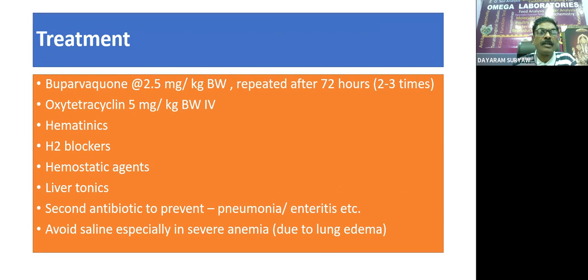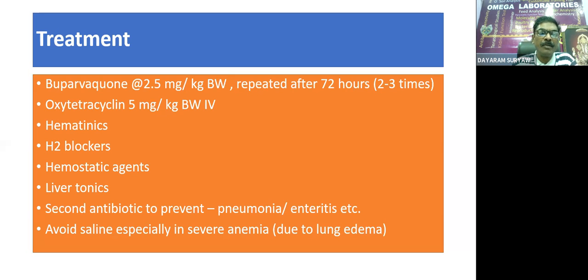Then treatment. Basically, buparvaquone is the drug of choice for Theileria at the rate of 2.5 milligram per kg body weight, and should be repeated after 72 hours. If necessary, sometimes we have to give 2 or 3 doses of buparvaquone to get complete recovery from Theileriosis. Then oxytetracycline may be given at 5 to 10 milligrams per kg body weight IV, or if you want to give long acting, we can go for 20 milligrams per kg body weight intramuscular.